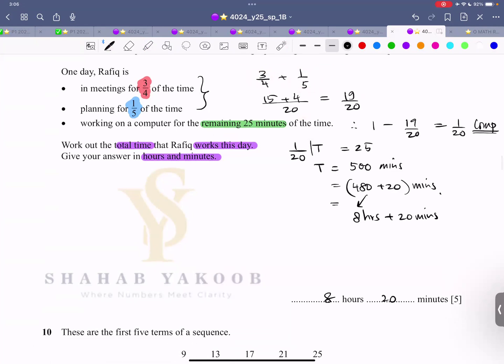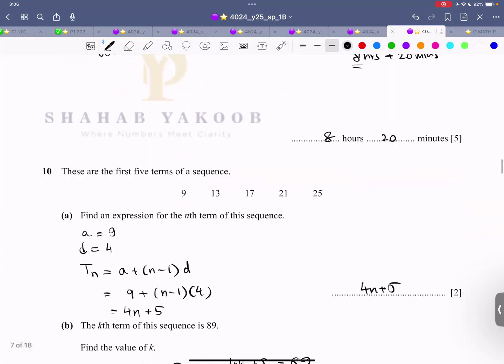So therefore, 1 over 20 of the total time, let T be the total time. So 1/20th of the total time is 25 minutes. Therefore, T is 500 minutes. So with 500 minutes, let me isolate 480, because that's a multiple of 60, and we know that 60 minutes is 1 hour. So 480 is 8 hours, 20 minutes is left. That's 8 hours and 20 minutes.